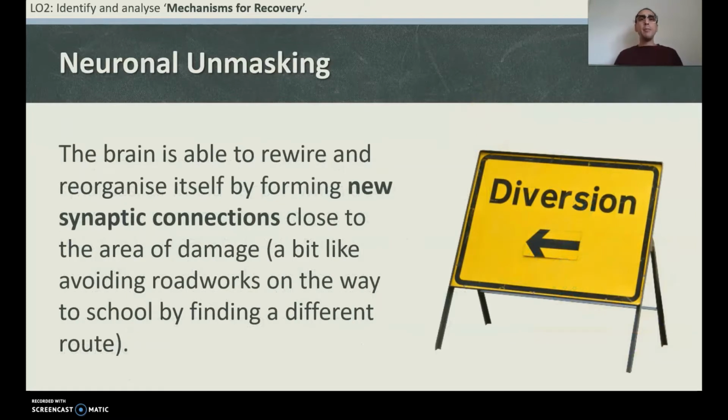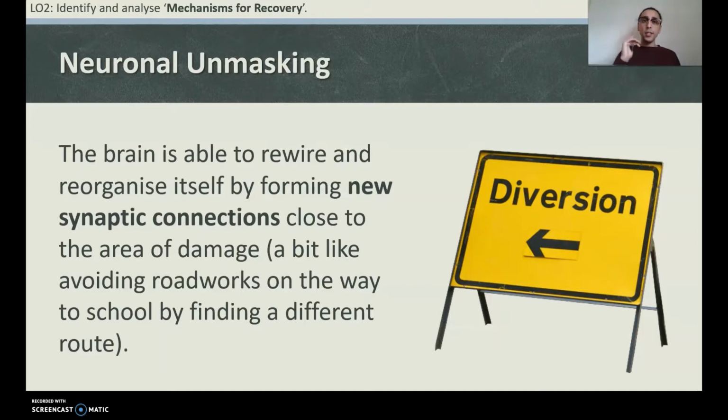The brain is able to rewire and reorganize itself by forming new synaptic connections. This is neuronal unmasking, close to the area of damage, a bit like avoiding roadworks on the way to school by finding a different route. So the section has been damaged. It might be brain disease, it might be physical damage, and then that part isn't working.